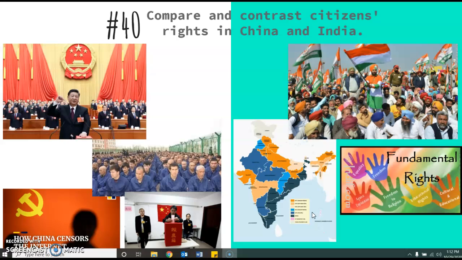Voting is a very popular thing in India. And generally speaking, in India, the government provides all the same kinds of fundamental rights that we would have here, to participate, to protest, to choose what you want to do with your life. So those would be ways you could compare and contrast China and India.